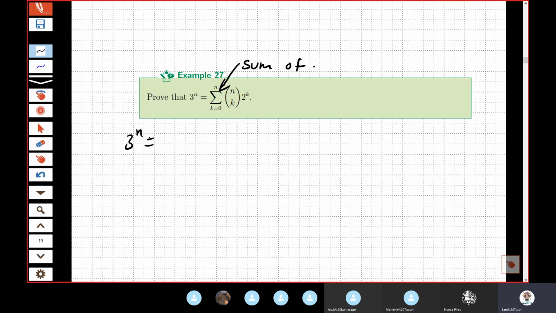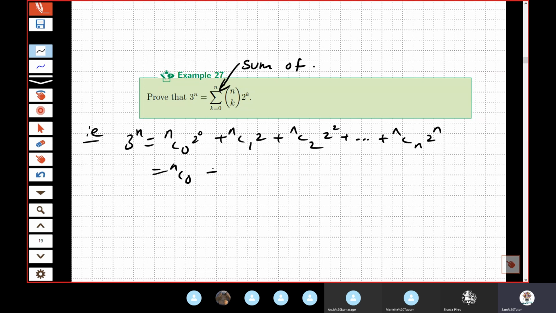So pretty much prove this, i.e. prove 3 to the n equals, k is 0, so n choose 0, 2 to the 0, which is just nothing, but we'll just leave it there, plus n choose 1, that's your next term, 2 to the 1, plus n choose 2, 2 to the 2, plus dot dot dot, plus n choose n, 2 to the n. Like I said, everything we're used to. Maybe before I wrote it like this.